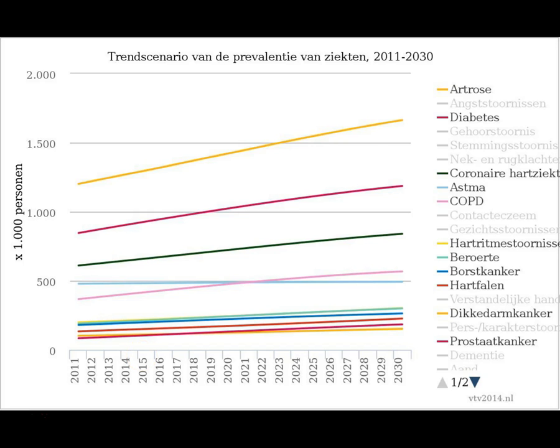This slide shows the trend scenario of prevalence of disease from 2010 to 2030. We see an increasing prevalence of many chronic diseases, and it shows us that arthrosis is one of the major chronic diseases, followed by diabetes mellitus and coronary artery diseases.